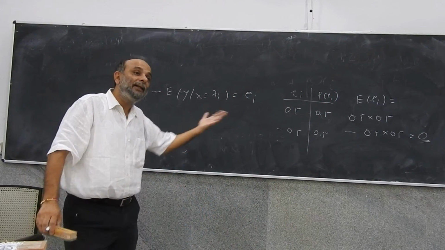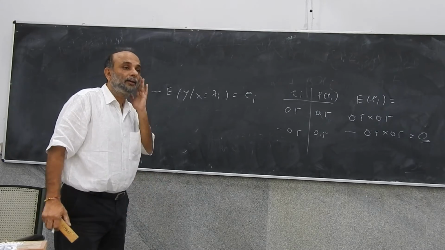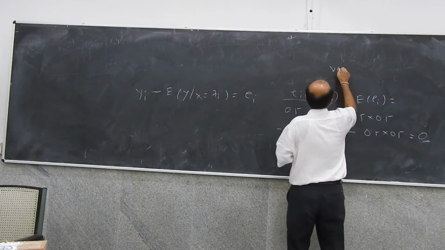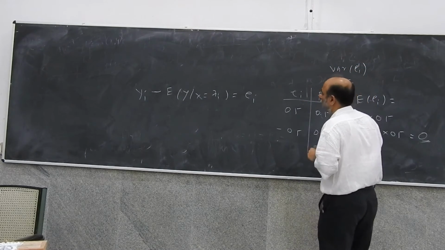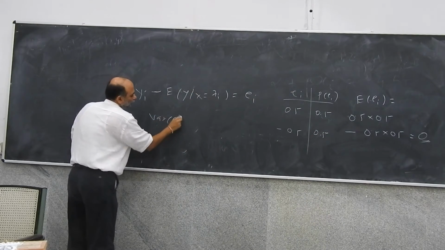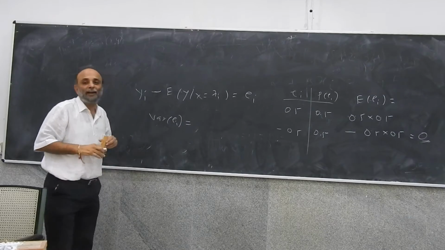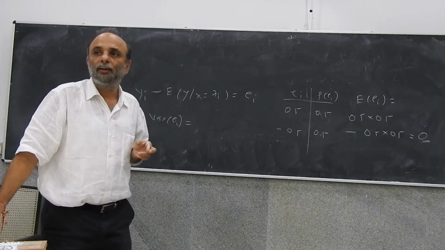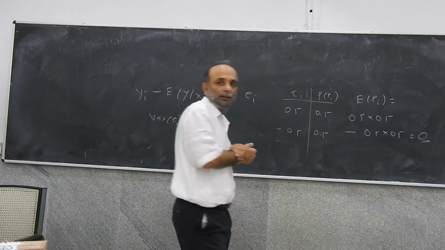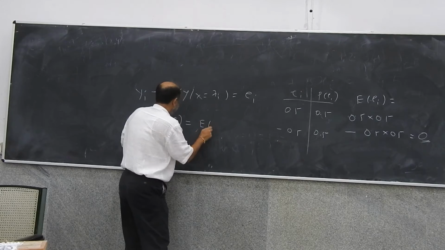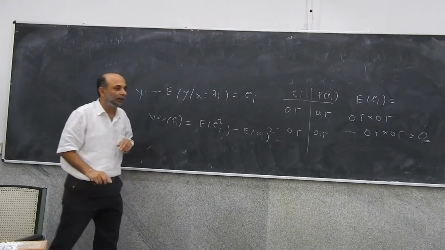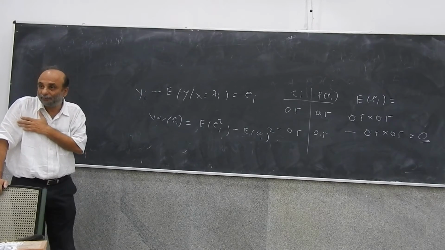Can you tell me what will be the variance of ei? How do you find the variance of ei? What is the variance of x that we found out? What is the formula? We did some formula, no? So it will be expectation of ei square minus expectation of ei whole square, and that is the variance.